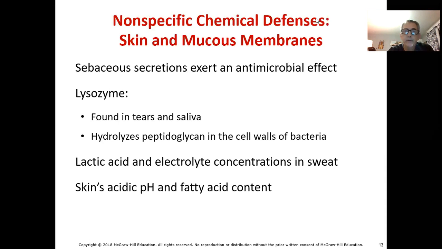Non-specific chemical defenses: the skin and mucous membranes. Sebaceous secretions exert an antimicrobial effect. We already mentioned lysozyme, found in tears and saliva, which breaks down the cell wall of bacteria. The lactic acid and electrolyte concentrations in sweat are not a favorable environment to a lot of microbes. The skin has an acidic pH and fatty acid content that can be inhibitory to microbes.